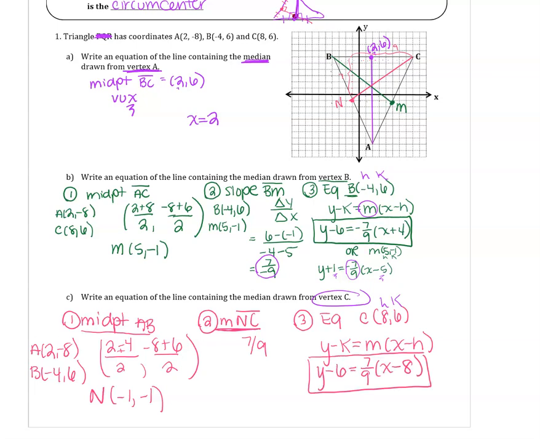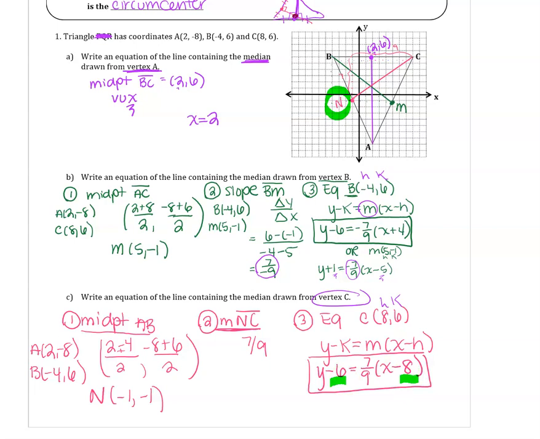Okay, so using that point C, which was 8, 6, and using a slope of 7/9, this is your point slope equation of the line. Now, like I said before, chances are this is what I would have on an answer key, but technically you could have also used the coordinate N here, which would then just change those parts right there.